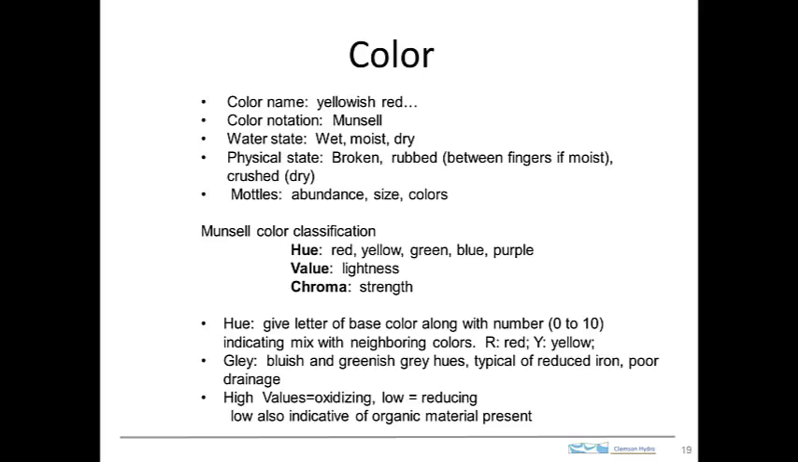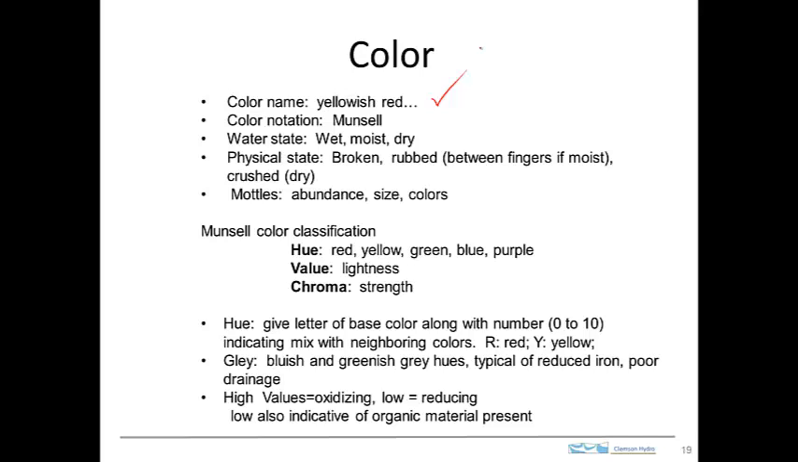Color holds important information about soils, so we'll want to do a good job of describing it. We could start off by just describing color using common English vocabulary. For example, the soil could be described as yellowish red. One problem with doing this, though, is there's a bit of ambiguity about just what yellowish red means.